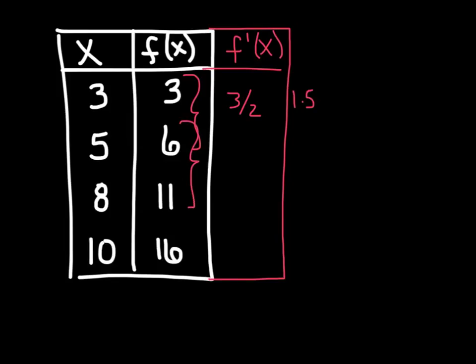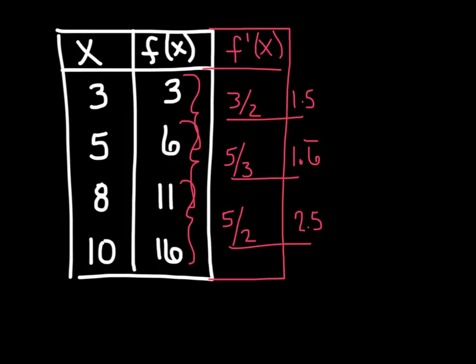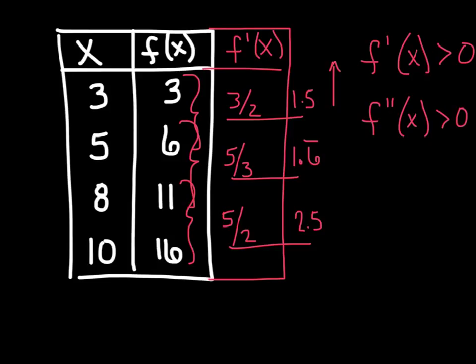For the next set of points, my rise is 5 and my run is 3, so that's going to be about 1.67. Then for my third set, my rise is 5 and my run is 2, so that's going to be about 2.5. Judging by the table, my f prime values are all clearly positive. So f prime of x is definitely positive, and this time these f prime values are increasing. They're getting bigger as we go down that table, which means f prime's derivative, f double prime, is going to be positive as well, since f prime was increasing.